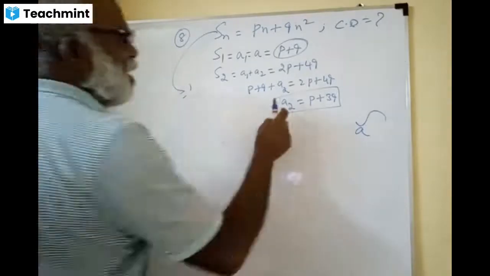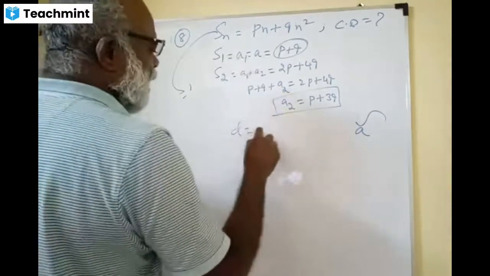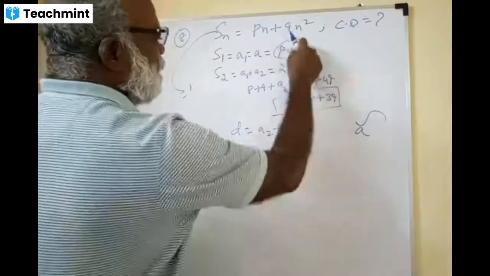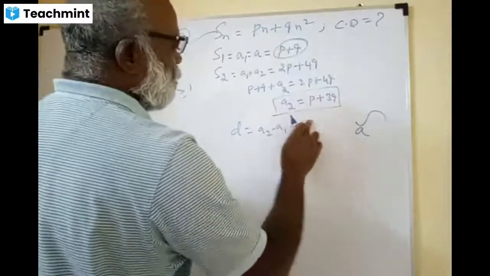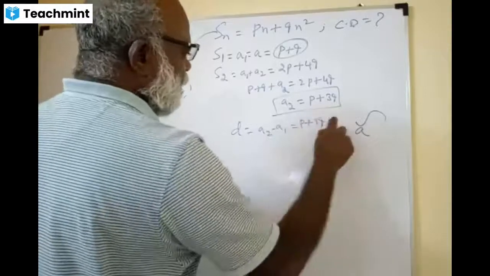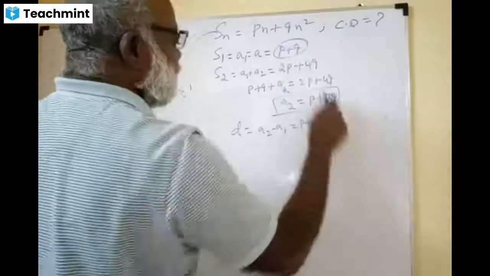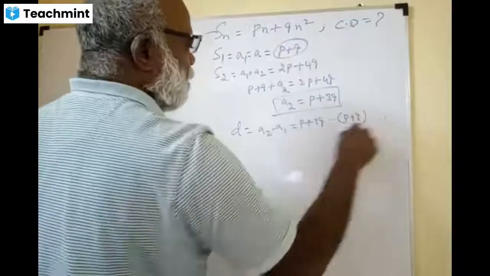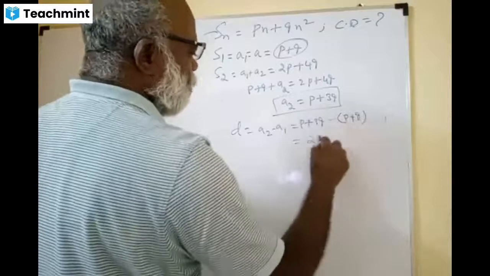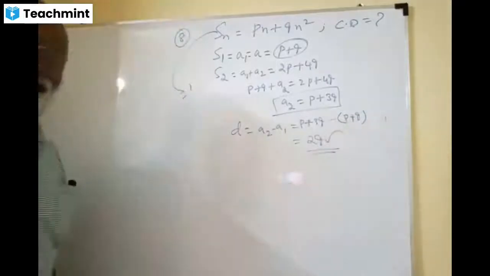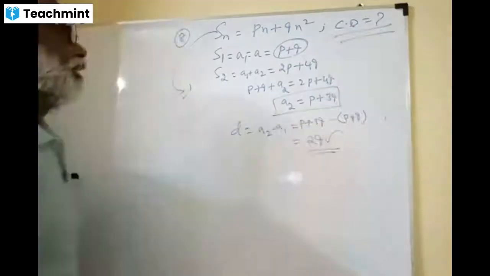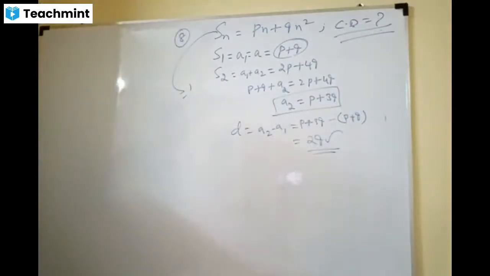So you know A1, you know A2. D equals A2 minus A1. P plus 3Q minus P plus Q is nothing but 2Q. A2 is P plus 3Q, A1 is P plus Q. P minus P is gone and 3Q minus Q is 2Q. So the common difference is 2Q.